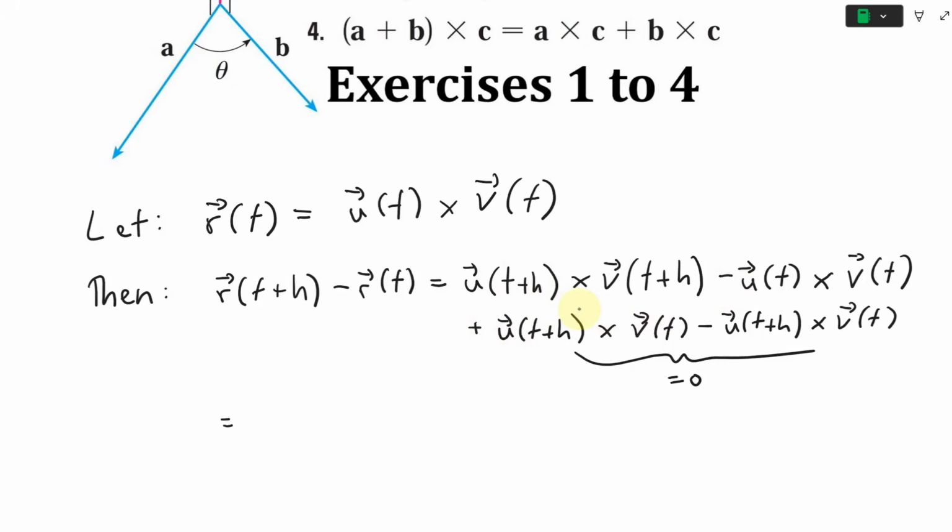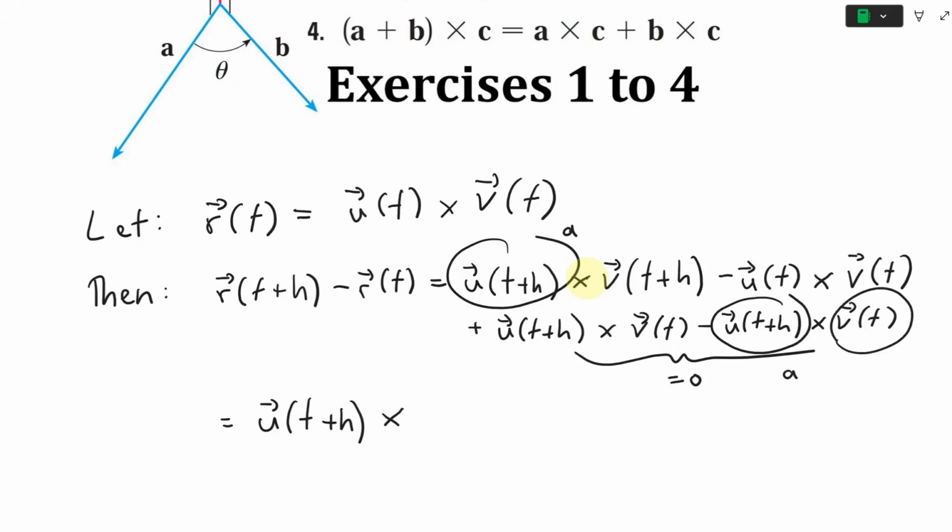So this is going to equal u of t plus h, and now this equals a cross. So we can take this out. This could be our A. And now this is our C, and this is our B, like that. All right, so that's what we have. Now let's just erase all this, and pretty much got it, straightforward.